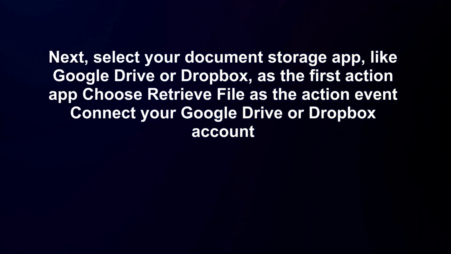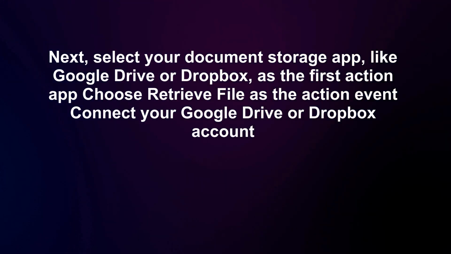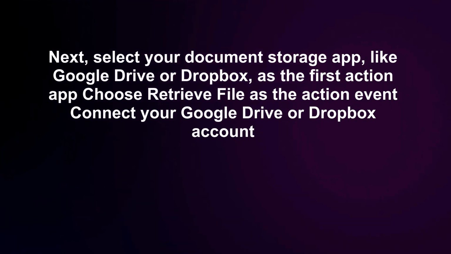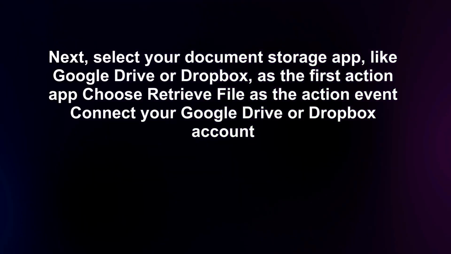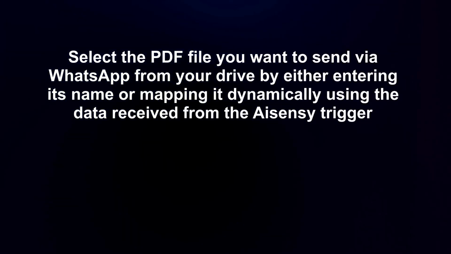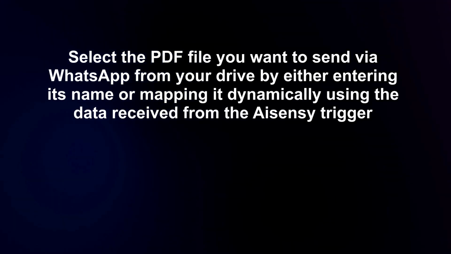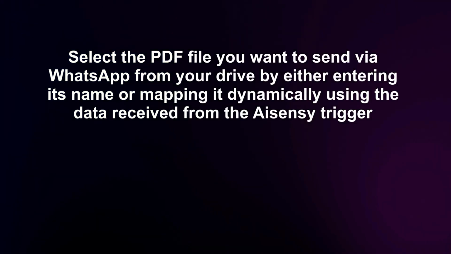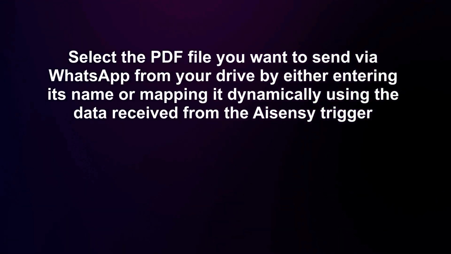Next, select your document storage app, like Google Drive or Dropbox. As the first action app, choose Retrieve File. As the action event, connect your Google Drive or Dropbox account. Select the PDF file you want to send via WhatsApp from your drive by either entering its name or mapping it dynamically using the data received from the Aisensy trigger.